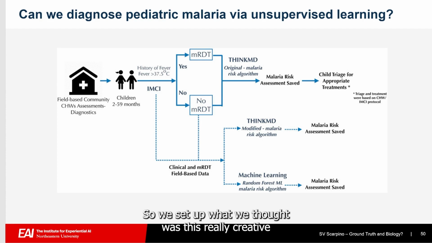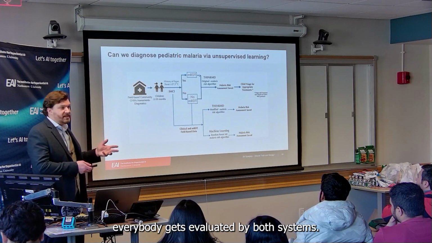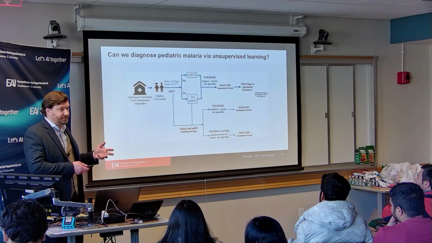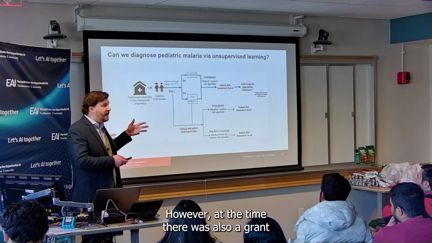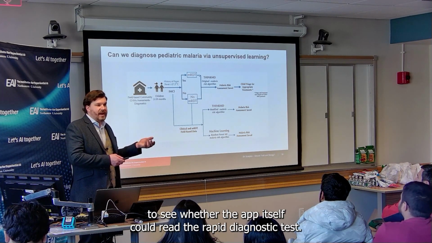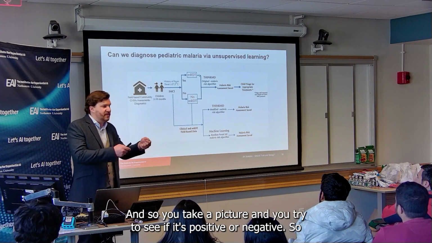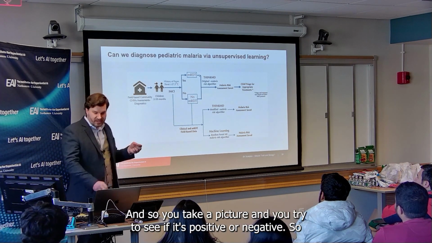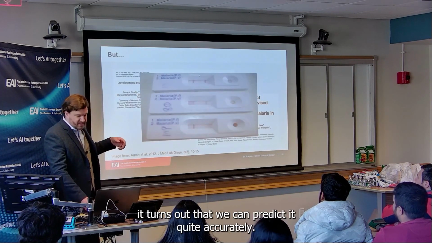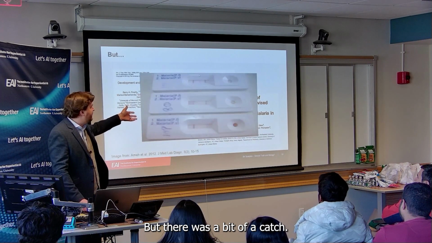So we set up what we thought was this really creative way of testing it, which is everybody gets a malaria rapid diagnostic test. Everybody gets evaluated by both systems. However, at the time, there was also a grant to see whether the app itself could read the rapid diagnostic test. And we've all used these now for COVID. And so you just take a picture and you try to see if it's positive or negative. So it turns out that we can predict it quite accurately, pediatric malaria, but there was a bit of a catch.